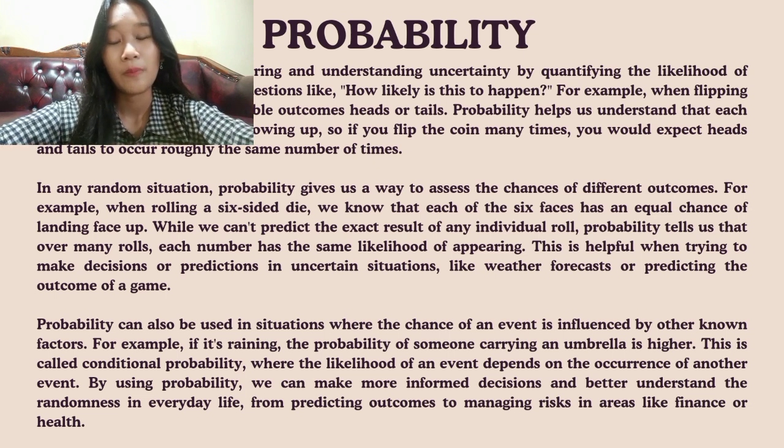of a game. Probability can be used in situations where the chance of an event is influenced by other known factors. For example, if it's raining, the probability of someone carrying an umbrella is higher. This is called conditional probability, when the likelihood of an event depends on the occurrence of another.